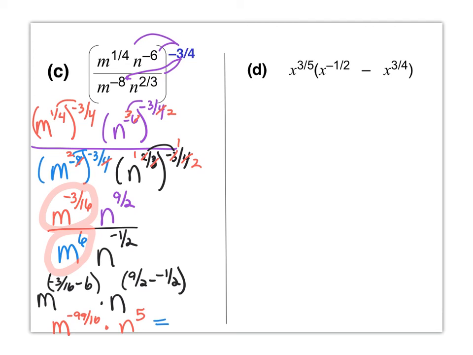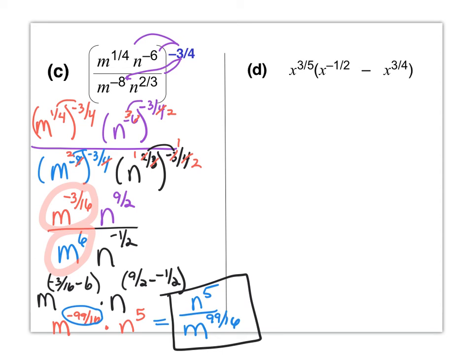In our final answer, we want to write only positive exponents. So that n to the 5th is a positive exponent. We're going to leave that as n to the 5th in the numerator. But this negative exponent for m, we can write as a positive exponent. So we can write this as m to the 99 over 16 in the denominator. So that would be our final answer. Simplified, we use the power rule as well as the quotient rule.